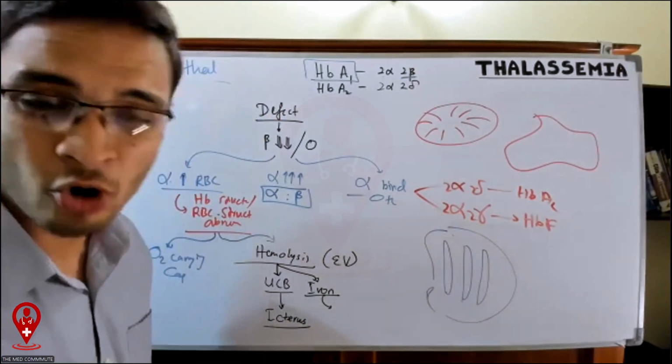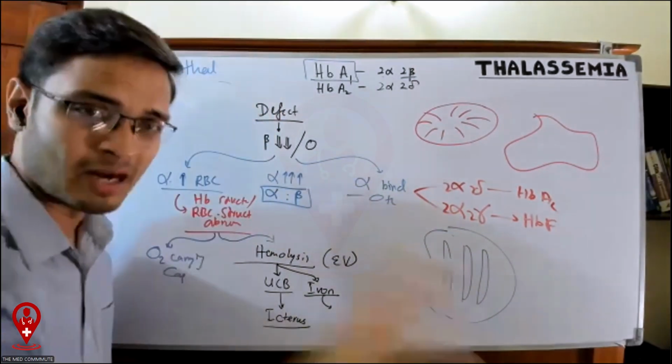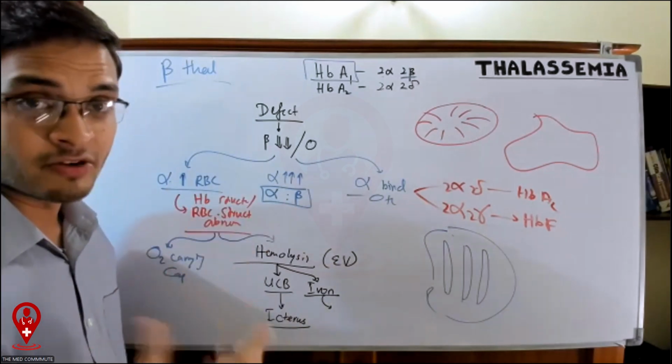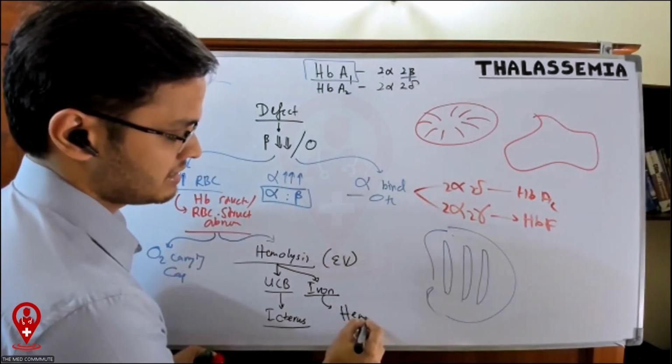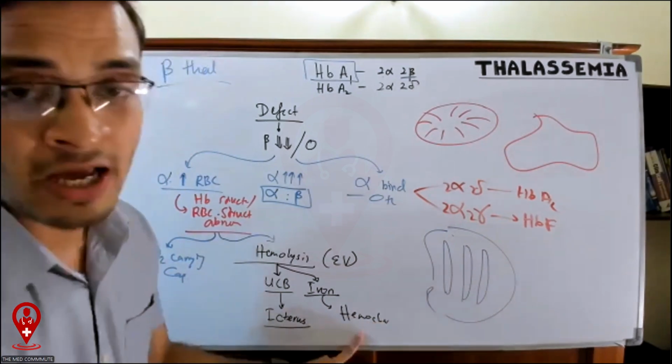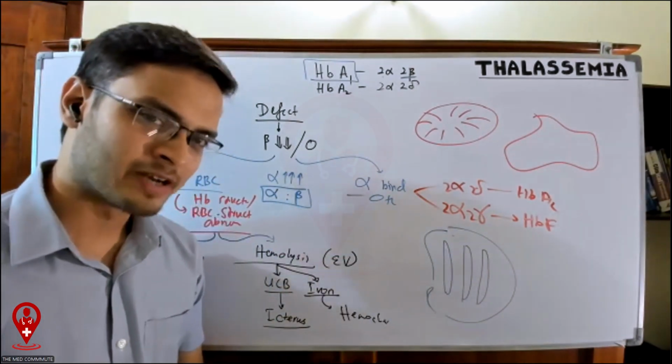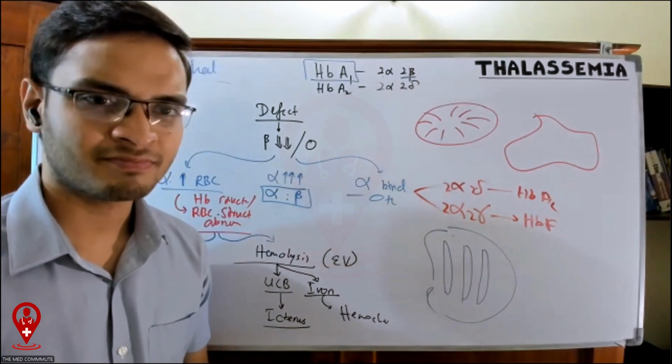Then when the iron is released, you all know what is going to happen. There is something called hemochromatosis. This iron can go and deposit in multiple areas. We'll talk about that in the clinical picture. This hemochromatosis, primary or secondary? What do you all think? Secondary.